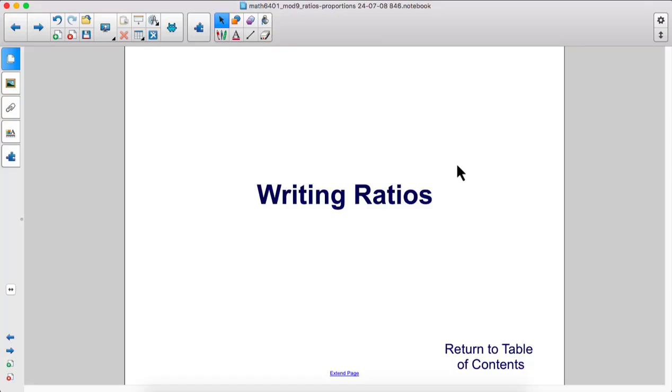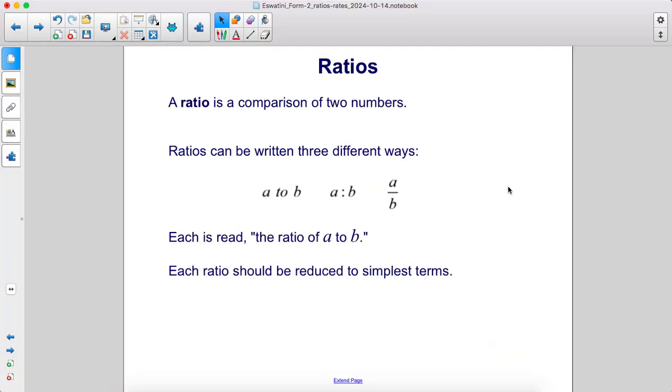Writing ratios. A ratio is a comparison of two numbers. Ratios can be written three different ways: A to B, A:B, and A/B. Each of them is read out loud as the ratio of A to B. Each ratio should be reduced to simplest terms.